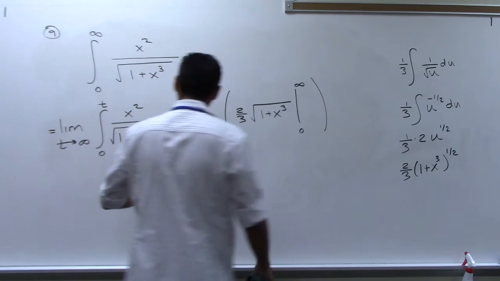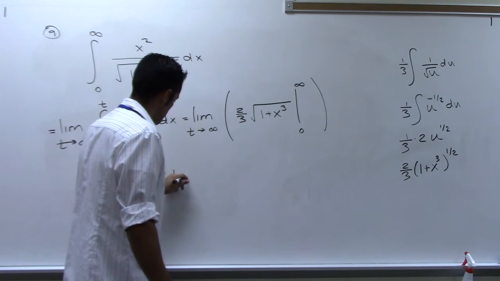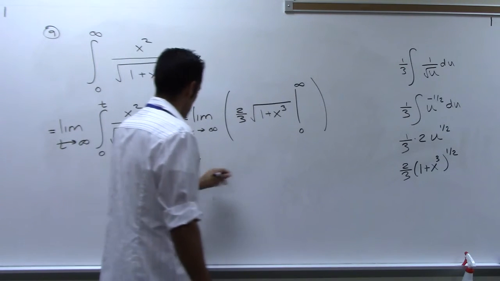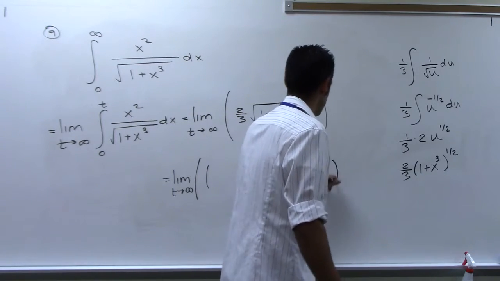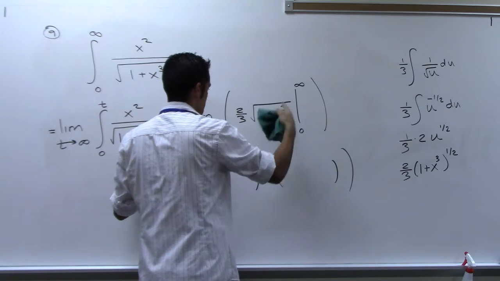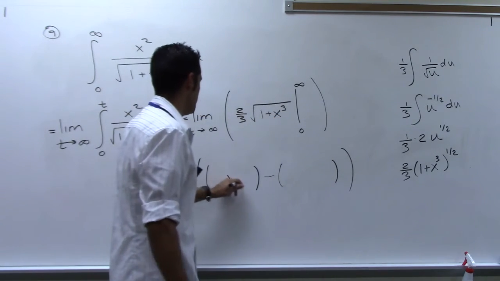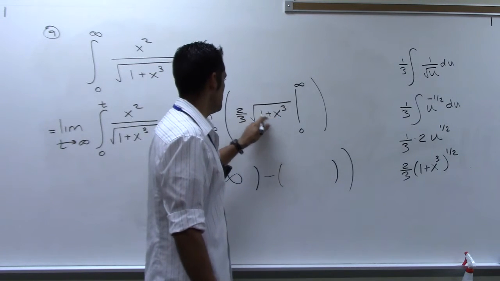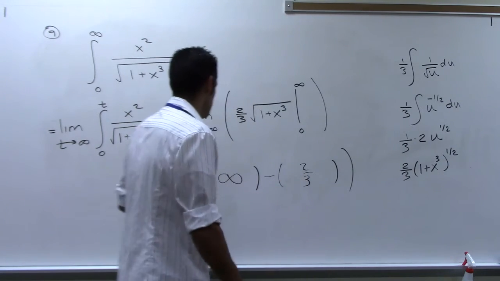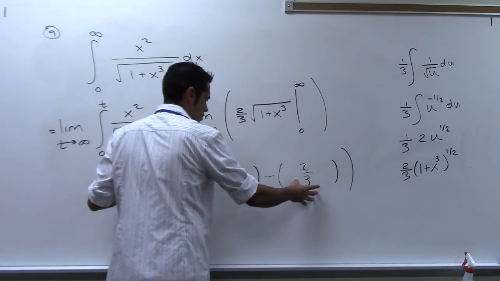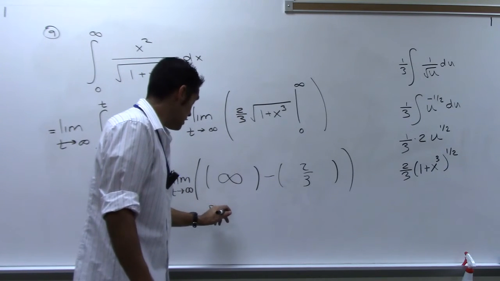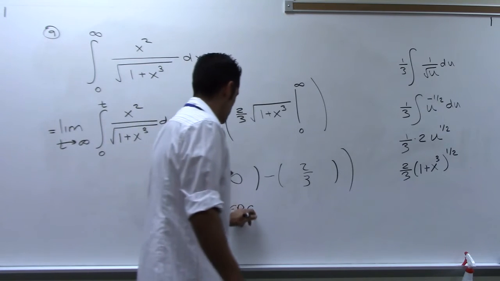And you can see what's going to happen here. Limit as t goes to infinity, we have two things being subtracted here. So if I go to infinity here, this becomes infinite. Square root of infinity is still infinity times 2/3. So this is becoming infinite. And then over here, if we plug in 0, we just get a 1 in here, and then we get 2/3. So this is becoming infinite, and that's just going to the number 2/3. So this whole thing blows up, becomes infinite, which means that this integral diverges.